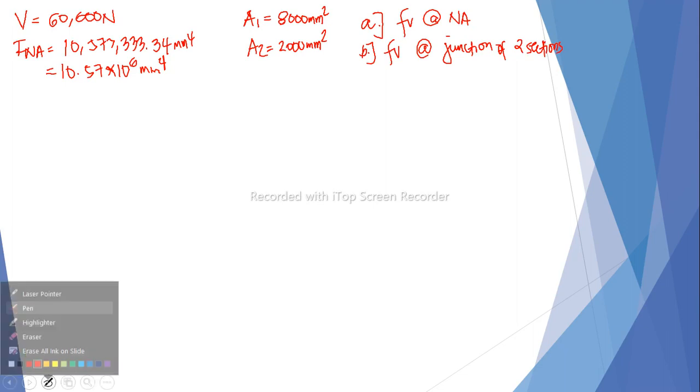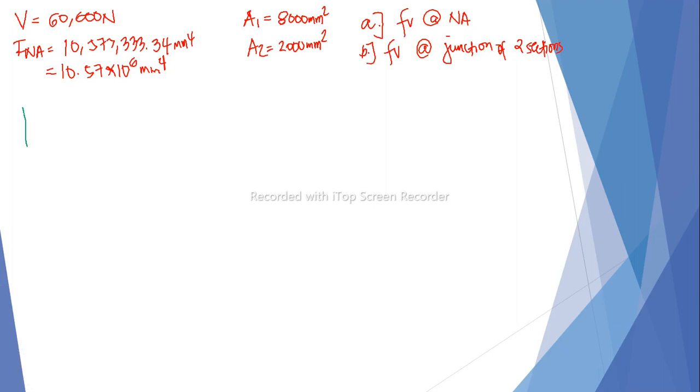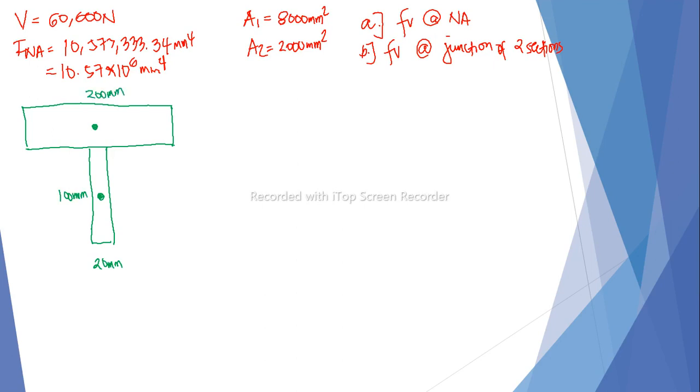Okay. Let me redraw this again. We have this one, and then the one below. This is the centroid for area 1, this is the centroid for area 2. The one below is 20 millimeters wide, and its height here is 100 millimeters. And on top, we have 200 millimeters, and its height is 40 millimeters.